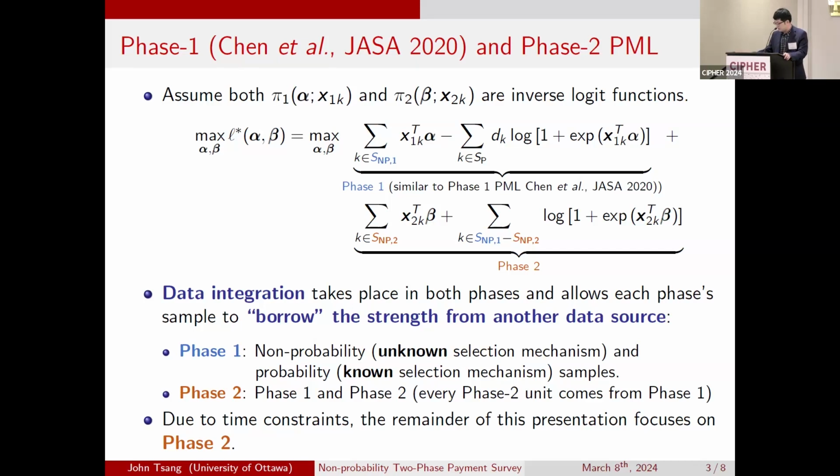The essence of data integration is to borrow the strength from another data source. Specifically, in our case, in phase 1, we integrate the phase 1 non-probability sample with the probability sample to benefit from the known selection mechanism of the probability sample. And in phase 2, we combine phase 2 data with phase 1 to benefit from the larger phase 1 size. Due to time constraints, the remainder of this presentation is going to focus on phase 2 only.